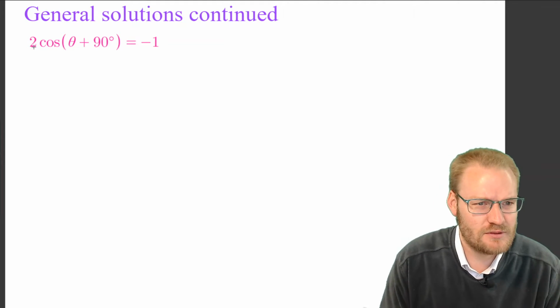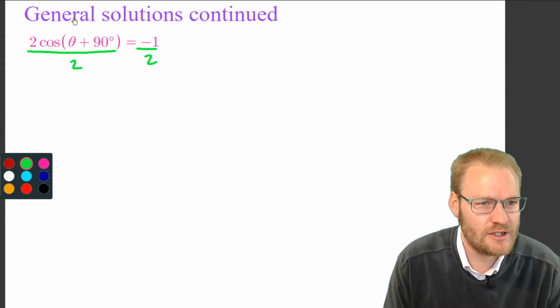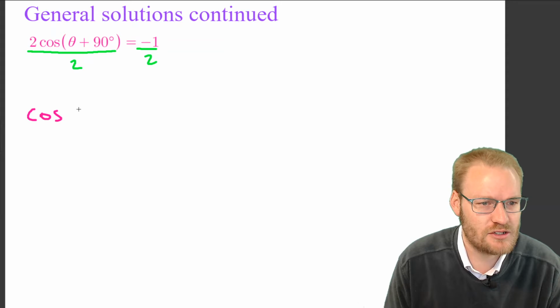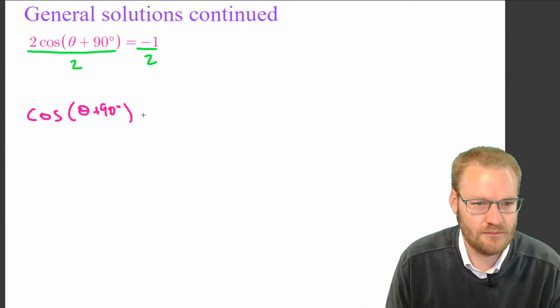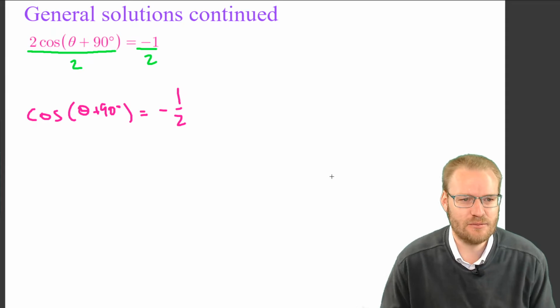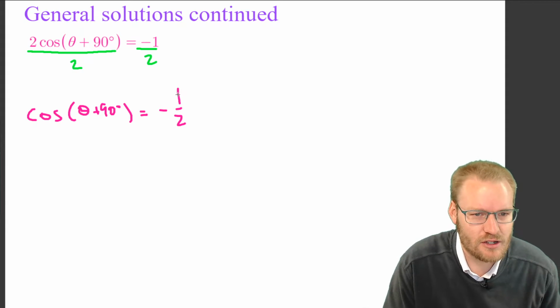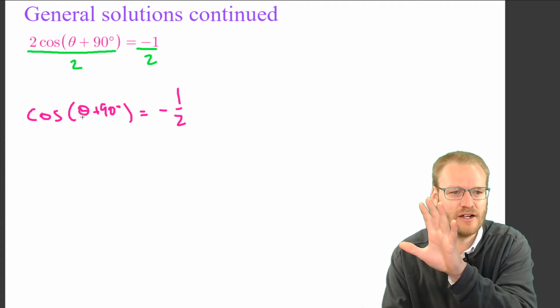I'm going to divide this whole side by 2 and divide that whole side by 2, because on the left-hand side we've then just got cos(theta + 90) = -a half. Cool, that looks more like something we've done before. We've got cos is x over r. We've got a better sense here, and it's just the trig function on the one side.